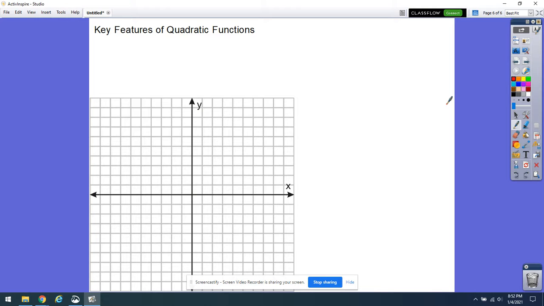So, key features of a quadratic function. You'll need this for a lot of questions on your test. So this is basically what we're going to do. We're going to go over some big key parts of how to identify certain key features of a quadratic function.